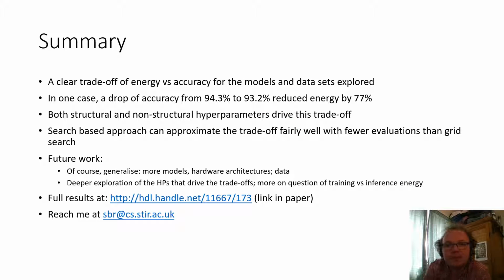So to briefly summarise, we've identified that there's a clear trade-off of energy versus accuracy, at least for the models and the datasets that we explored.